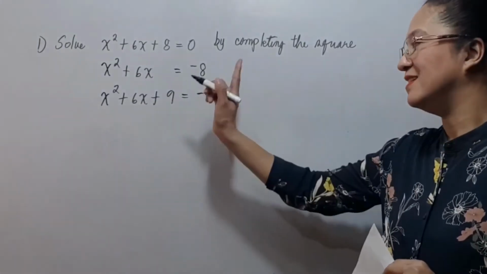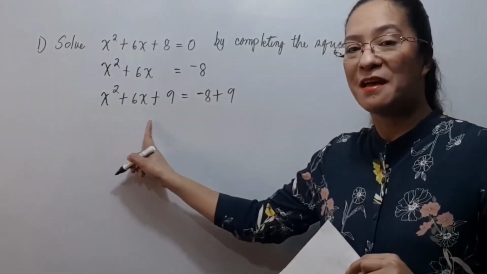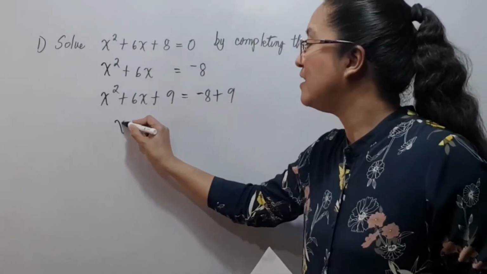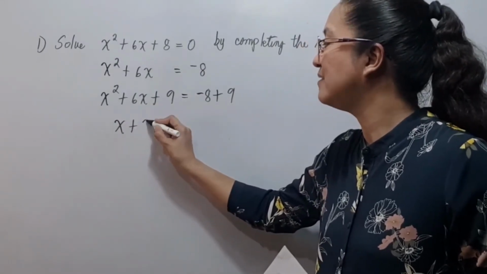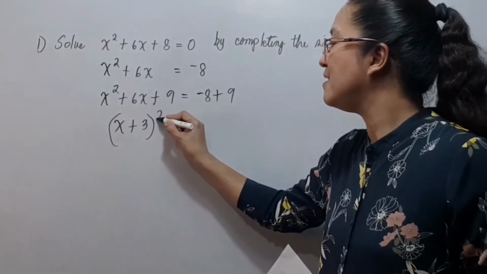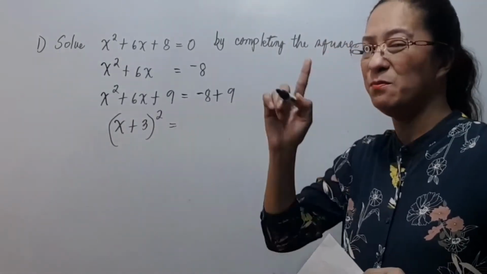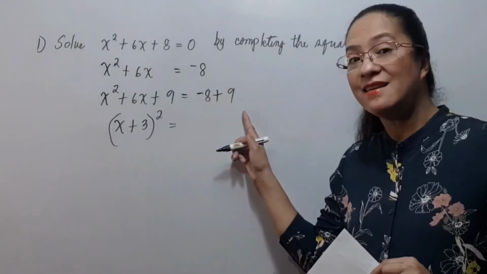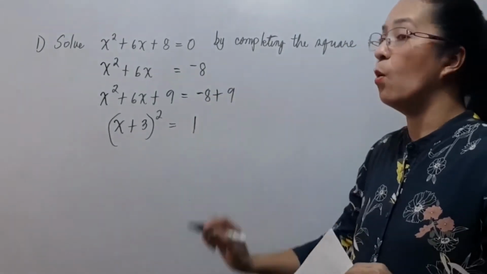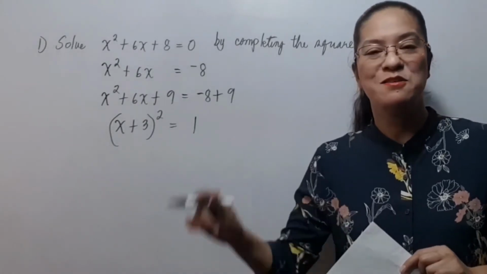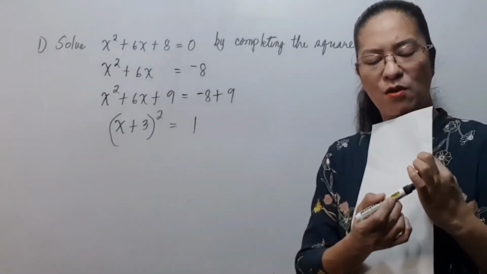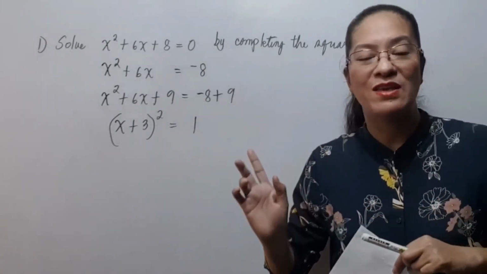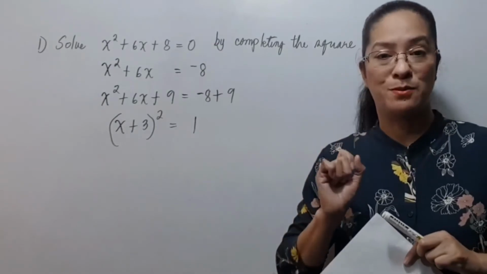Okay? Now, ito, katulad ng sabi natin kanina, is a perfect square trinomial. So, pag pinactor natin yan, we have x plus 3 quantity squared. O, alam nyo na yan. Then, negative 8 plus 9 is positive 1. Ayan yung second step. Okay, and then ang third step is you are going to use the square root property.